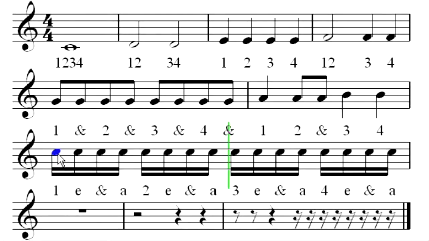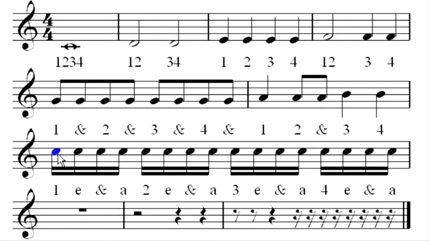Let's listen to the whole thing. 1, 2, 3, 4, 1 and 2 and 3 and 4 and, 1, 2 and 3, 4, 1 and 2 and 3 and 4 and, and then the 1 and 2 and 3 and 4 and for the 16th notes. It can be a little hard to say, but you've got to get used to it.